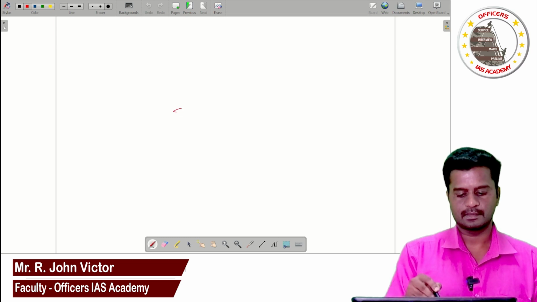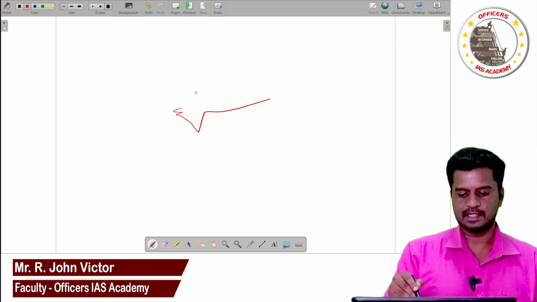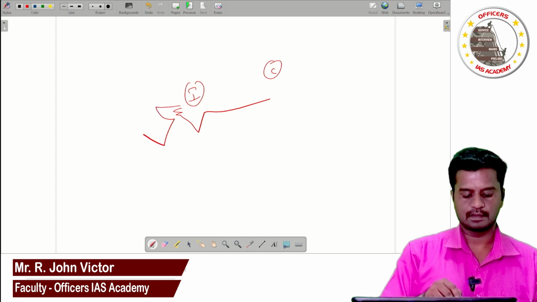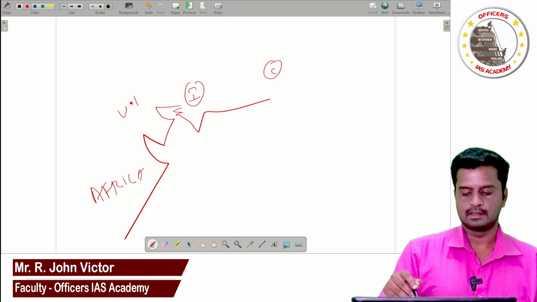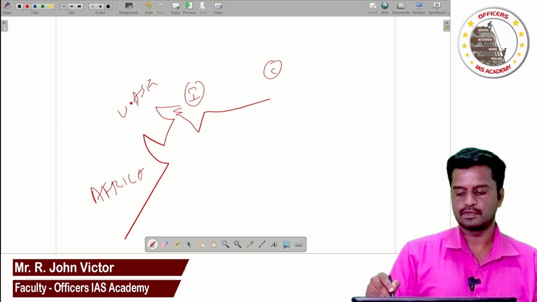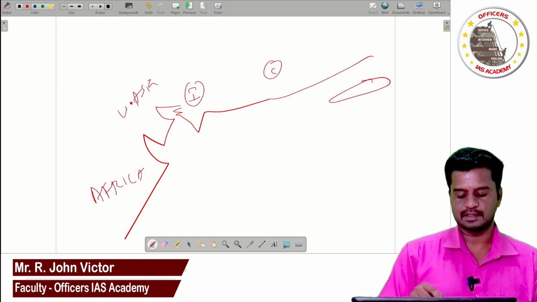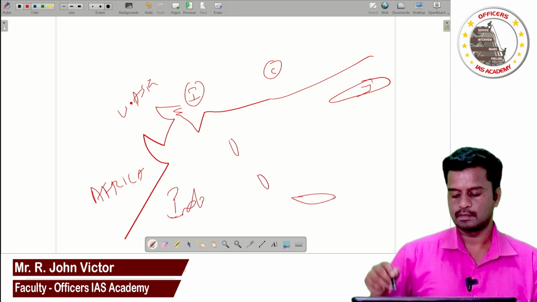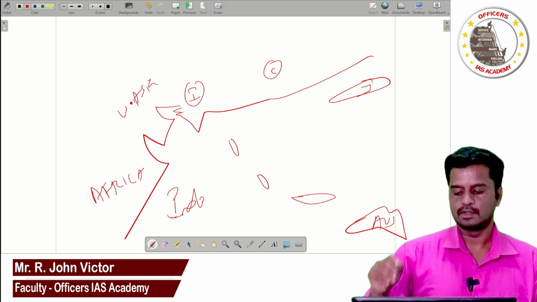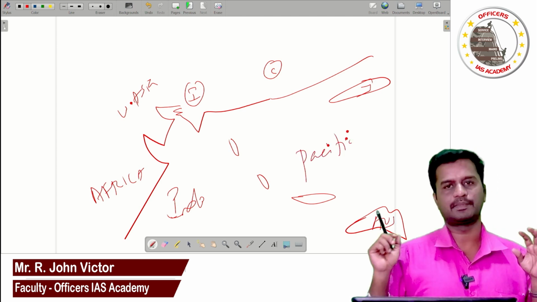India, China, West Asia, Africa. So this is a map of the Indo-Pacific. Okay. So draw a simple map.